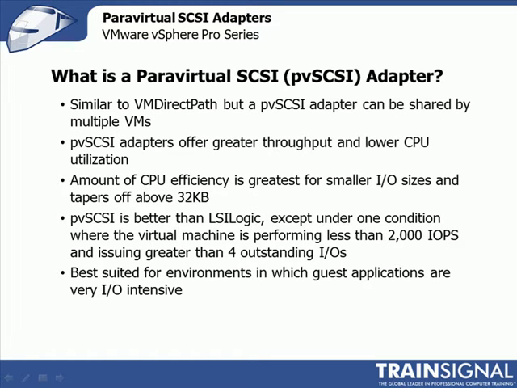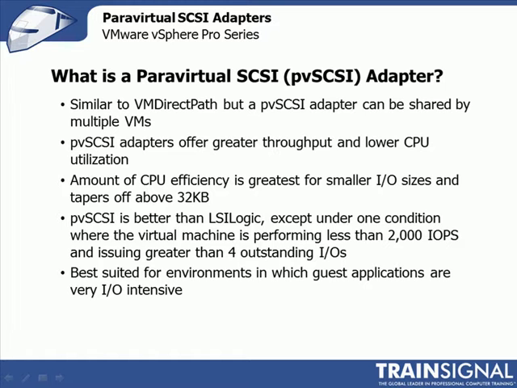Paravirtual SCSI adapters are similar to VM DirectPath as they both bypass a virtualization monitor, but a PV SCSI adapter can be shared by multiple VMs on a host, where you must dedicate an adapter to a VM with VM DirectPath. In testing PV SCSI adapters versus the standard LSI Logic adapter, VMware has seen improvements in both disk throughput and CPU efficiency. In particular, PV SCSI adapters provide the most benefit for CPU efficiency no matter what type of storage is used. The amount of CPU efficiency is greatest for smaller I/O sizes and tapers off above 32 kilobytes.